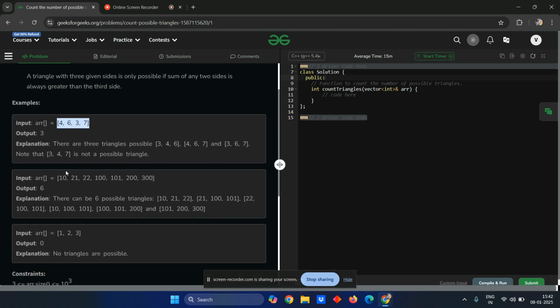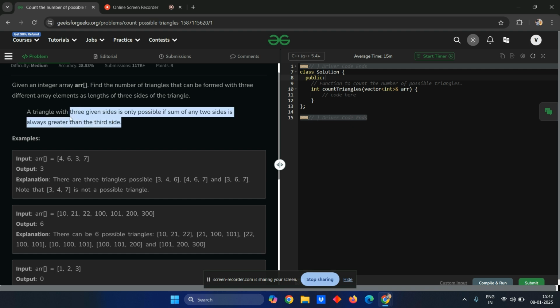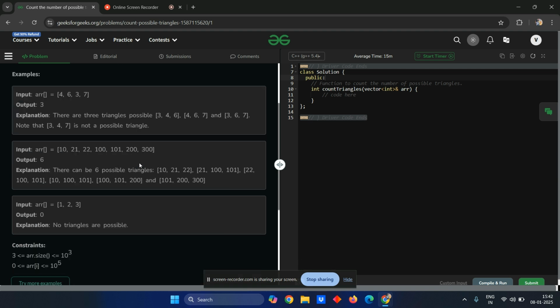Here it is saying that we can't construct this one. The reason is that if we take the sum of 4 and 3, we get 7, which is equal to 7. That means the sum of two sides equals the third side. So it is not possible, as already mentioned in the question, that it must be greater than the third side. It is not saying that it is equal to.